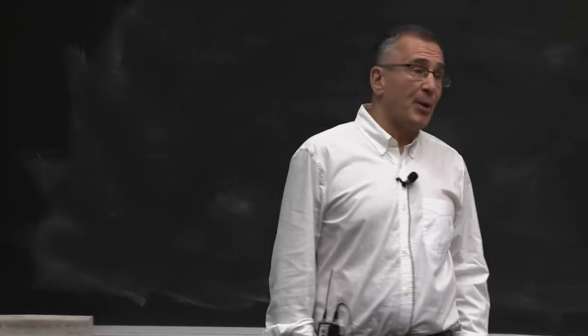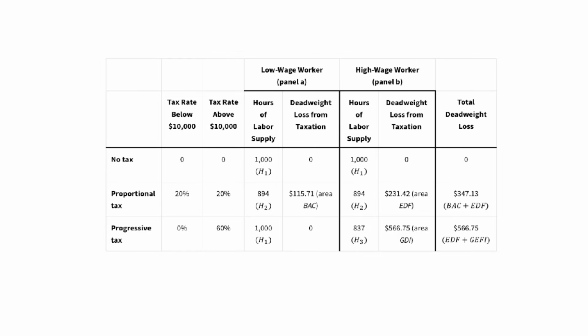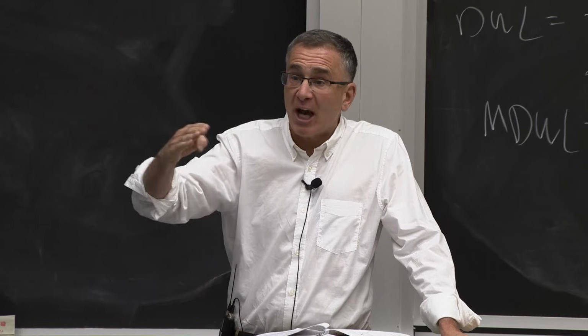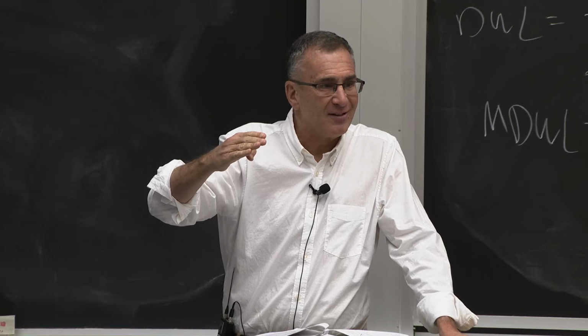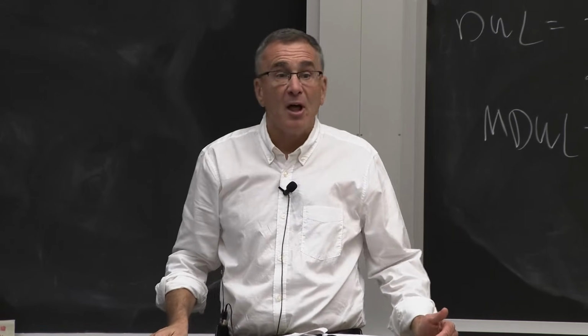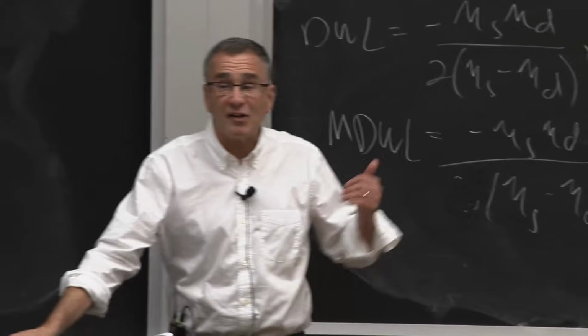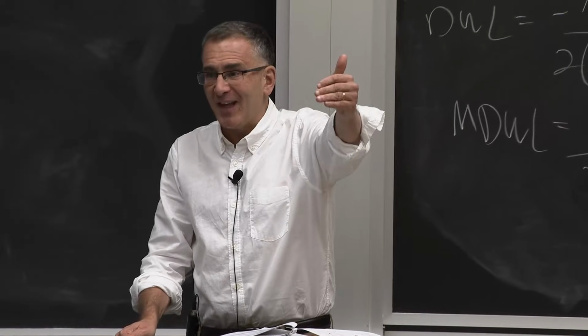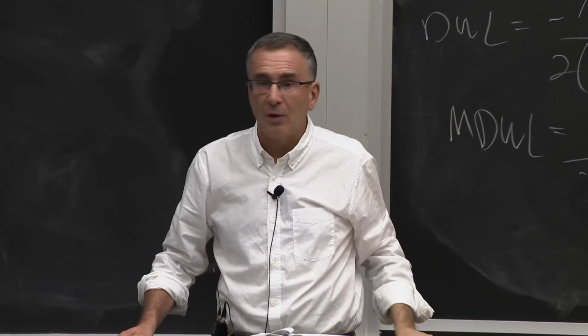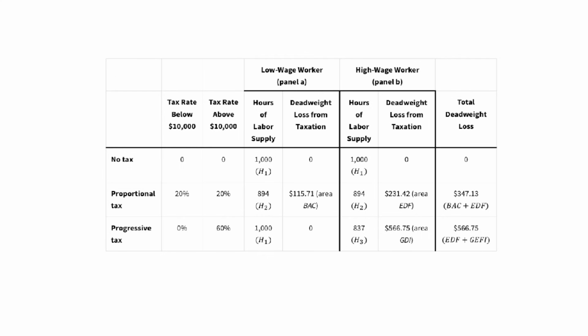Well, in equilibrium, to raise the same amount of money, that implies a tax rate of 0 below 10,000 and 60 above 10,000. The reason it's not just 40 is you only tax the amount above 10,000. Even for the rich guy, you exclude the first 10,000. Okay? So it's not like the poor guy gets taxed 0 and the rich guy gets taxed 60. The poor guy gets taxed 0 and the rich guy gets taxed 60 above the first 10,000. 0 on the first 10,000. It's a marginal tax rate. Okay? That's a progressive tax system.